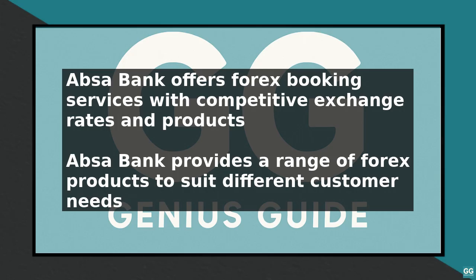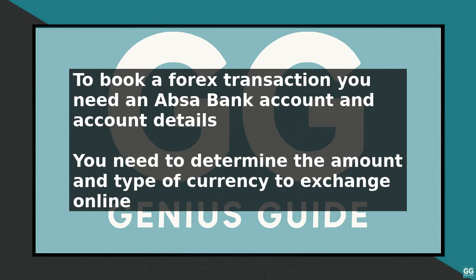You can do this by checking the current exchange rates on the Absa Bank website or by contacting the bank's customer service. Once you have determined the amount and type of currency you want to exchange, you can proceed to book your Forex transaction. You can do this online through the Absa Bank internet banking platform or by visiting a branch near you.